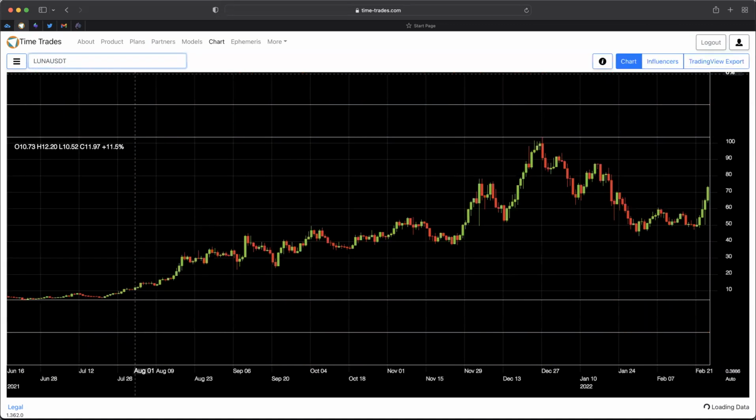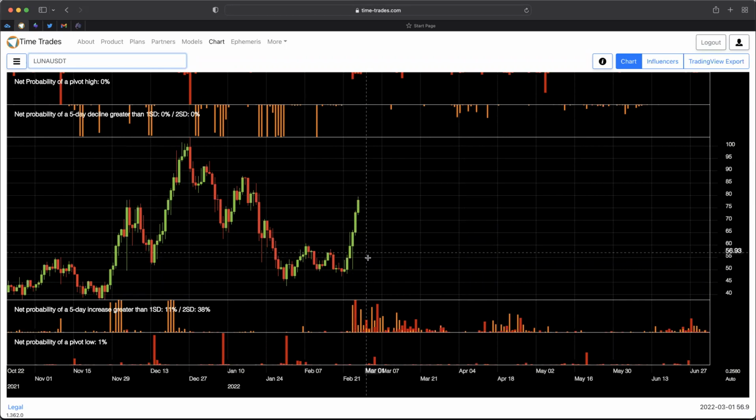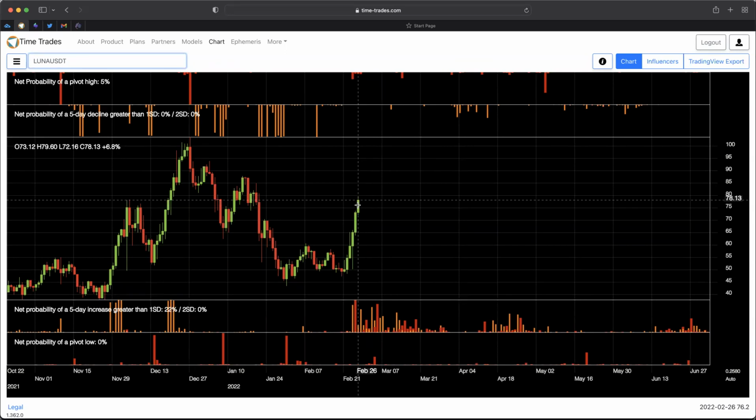Let's take a look at Luna because it's been flying lately and Time Trades thinks it's going to keep flying. There's a beautiful cluster of both 1 and 2 standard deviation moves up here for the next week or so. So Luna is in great shape, and then actually almost for the next 3 weeks, there's nothing but tailwind for longs in this coin. It's far from ending. This initial push here looks like it's got legs and could last for a while.